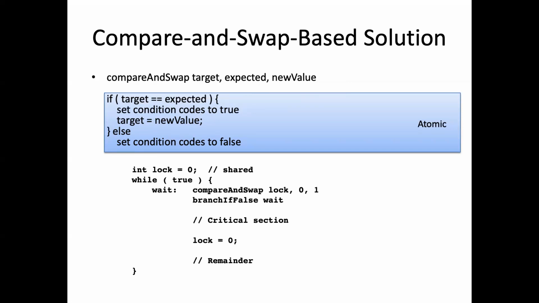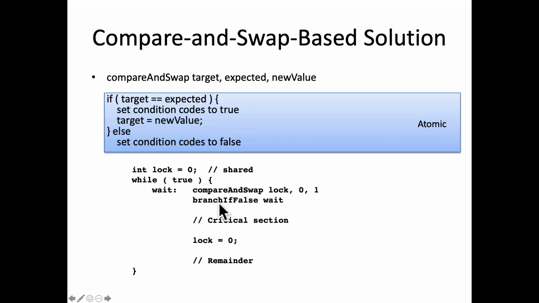And like I said, we're going to use this a lot like we just did the test and set. I'm going to have a shared variable lock. If it's 0, that means no one's in the critical section. If it's 1, that means someone else is in the critical section. When I want to get into the critical section, I'll use this atomic instruction to say, look at lock. If it's got a value of 0, replace that 0 with a 1 and remember that it had a value of 0. Remember that it had the value you expected.